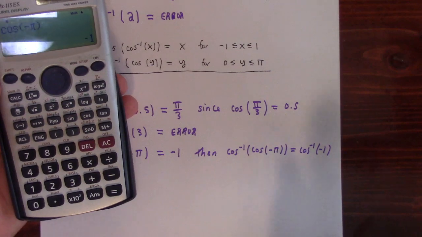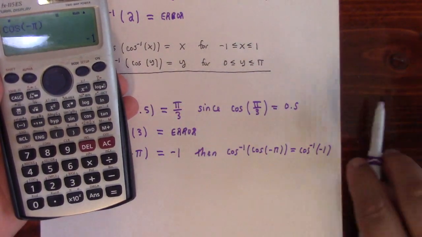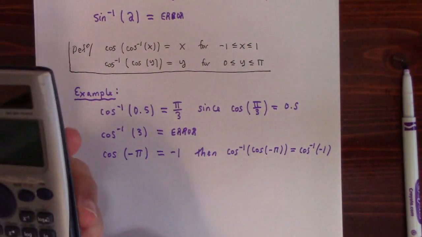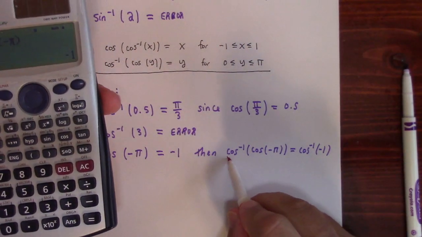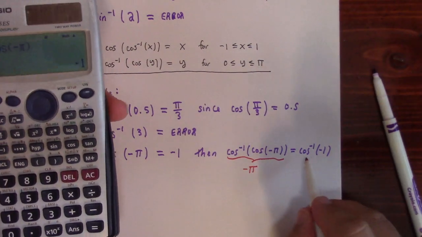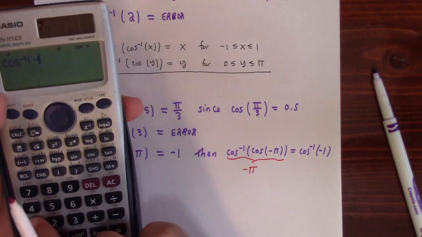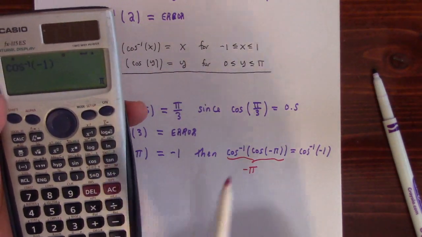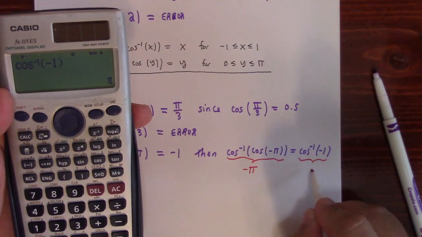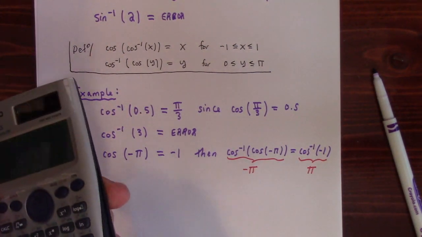Something funny is going to go on, right? Now, if you're just not minding your business and going, oh, okay, well, inverse cosine of cosine of minus pi should just be minus pi again, right? But what is inverse cosine of -1? Well, I get pi here. Wait a minute. How can that be? So why didn't this work out?